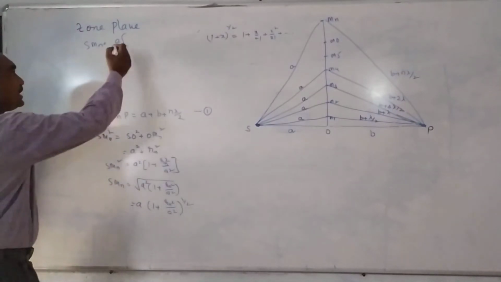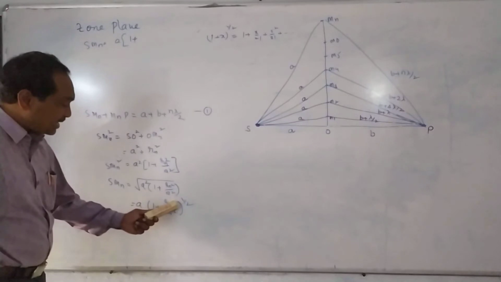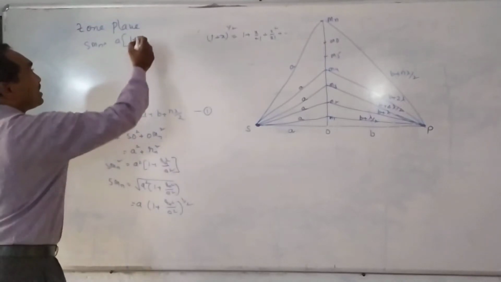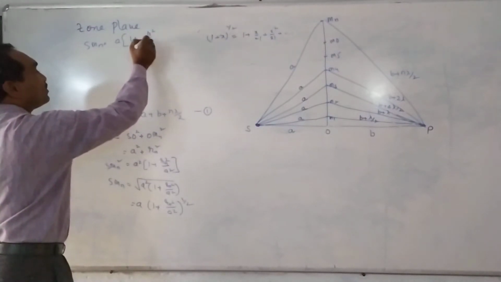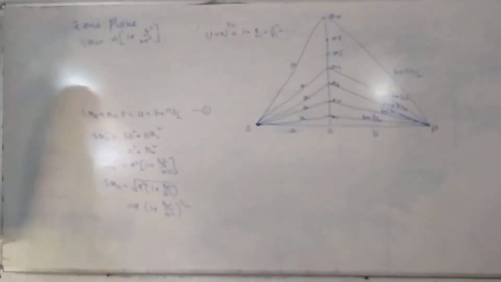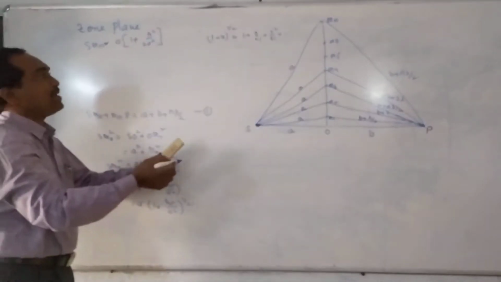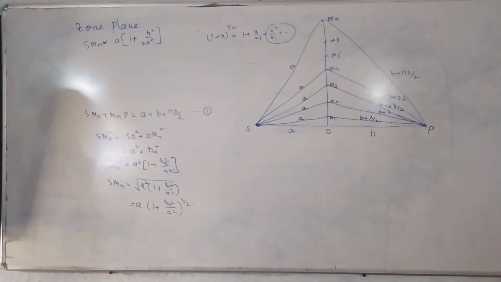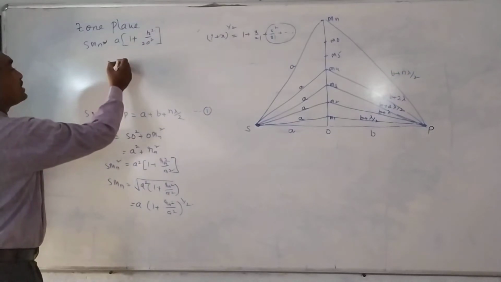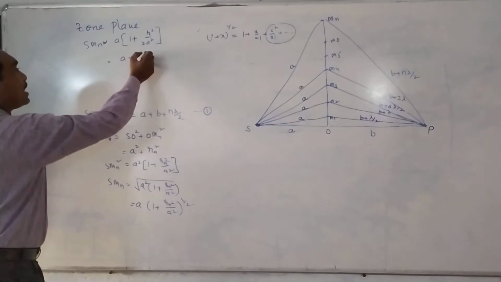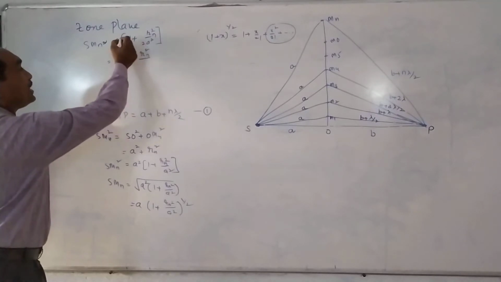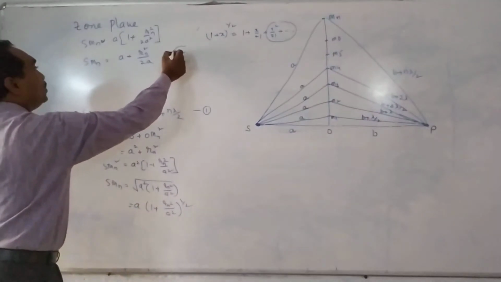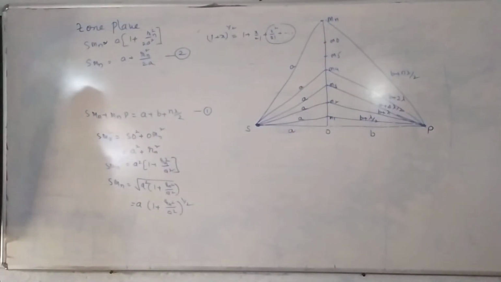By using that principle, that is 1 plus x, where x is Rn square by A square, 2 factorial is nothing but 2. That is only approximate, because the remaining terms are very small and can be neglected. Now when A comes out, A into 1 is A, plus Rn square by A, cancel, that is 2A. That is SMN is equal to A plus Rn square by 2A.